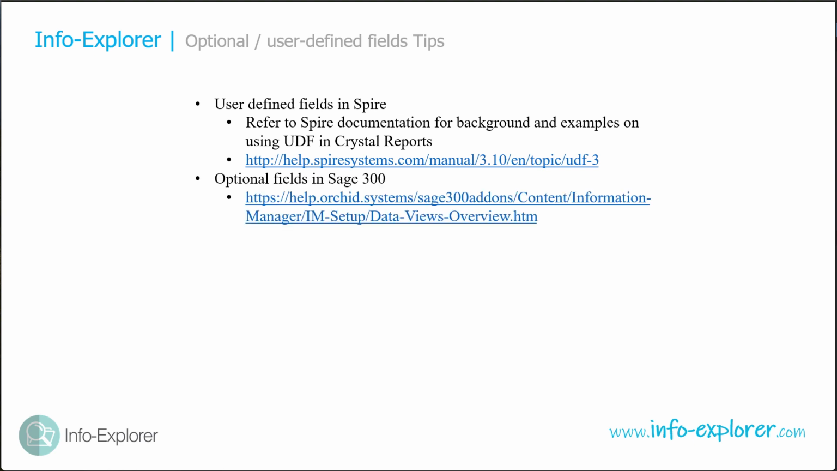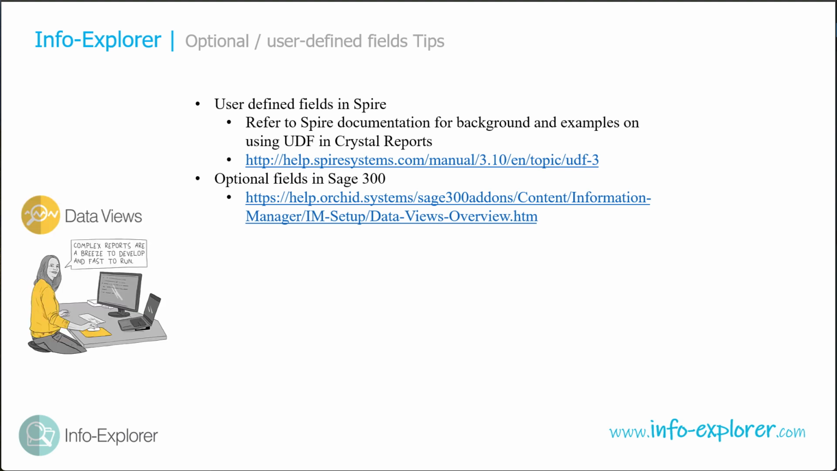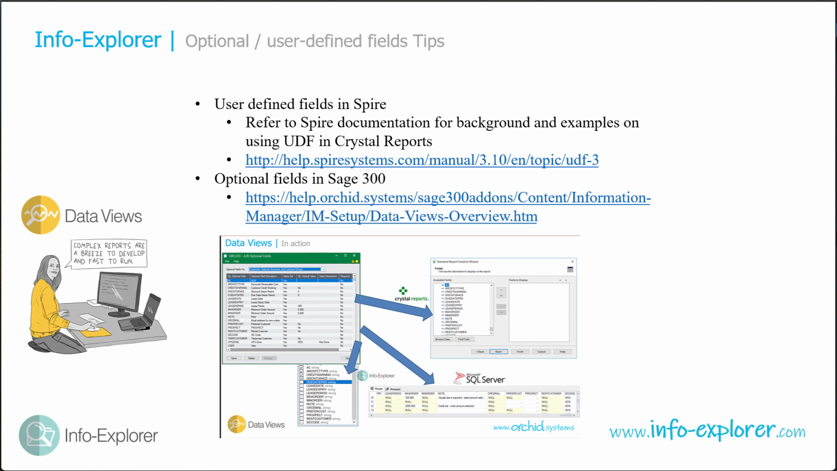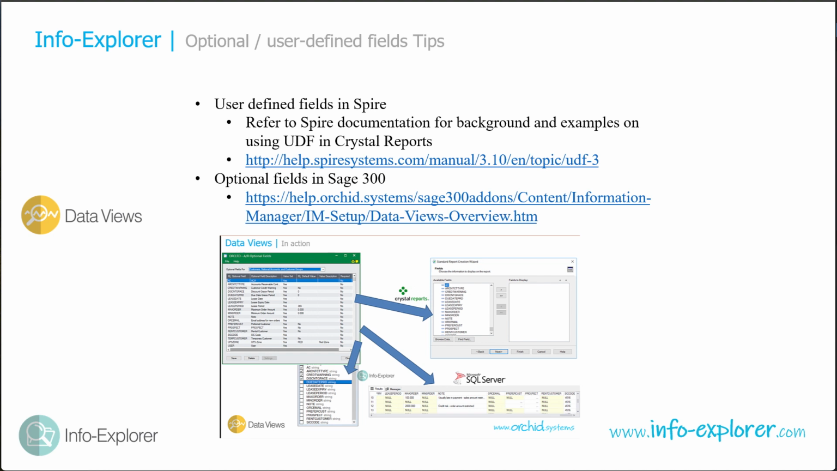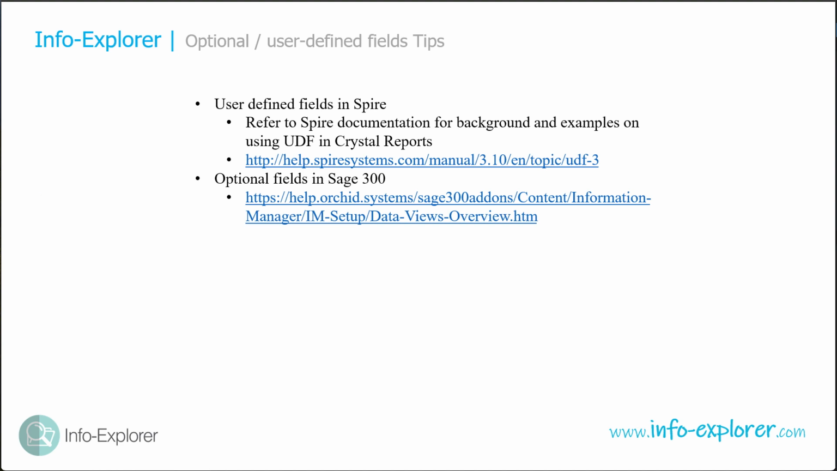With Sage 300, optional fields can be added by adding the table and doing the filters, but we also have a module called Data Views, which creates a SQL view that basically transforms your optional field into a column in your query, and you can then add that to your cube as you would add any other field. There is a presentation of that on the website. I would encourage you to look at data views if you're using Info Explorer and optional fields.